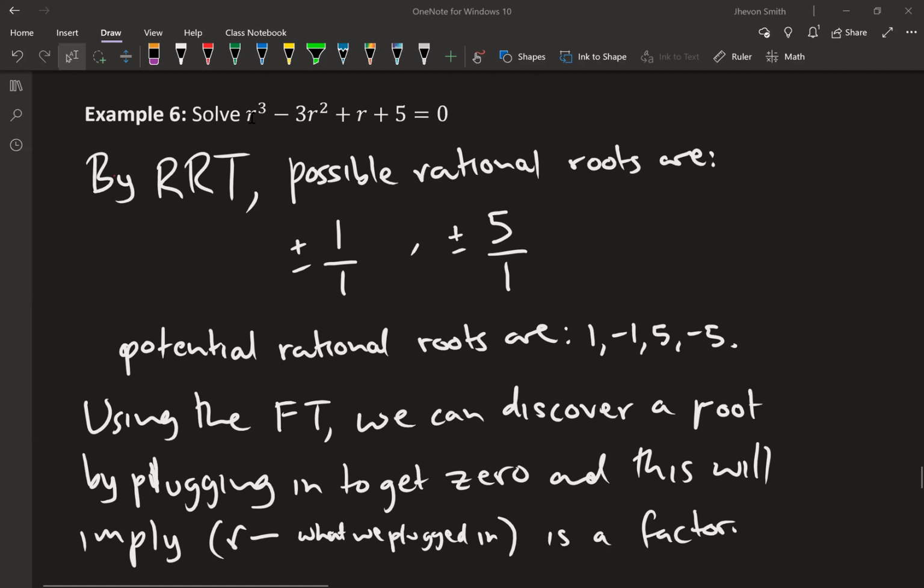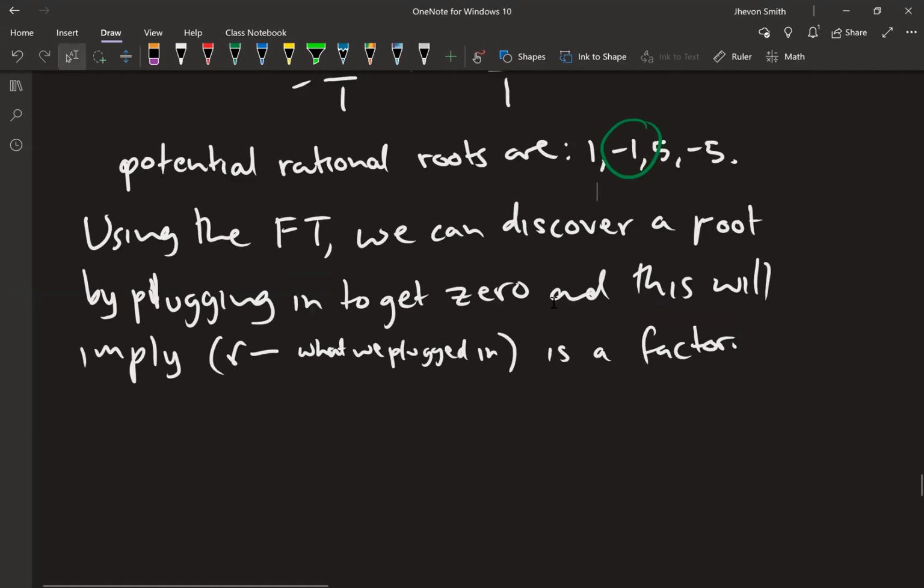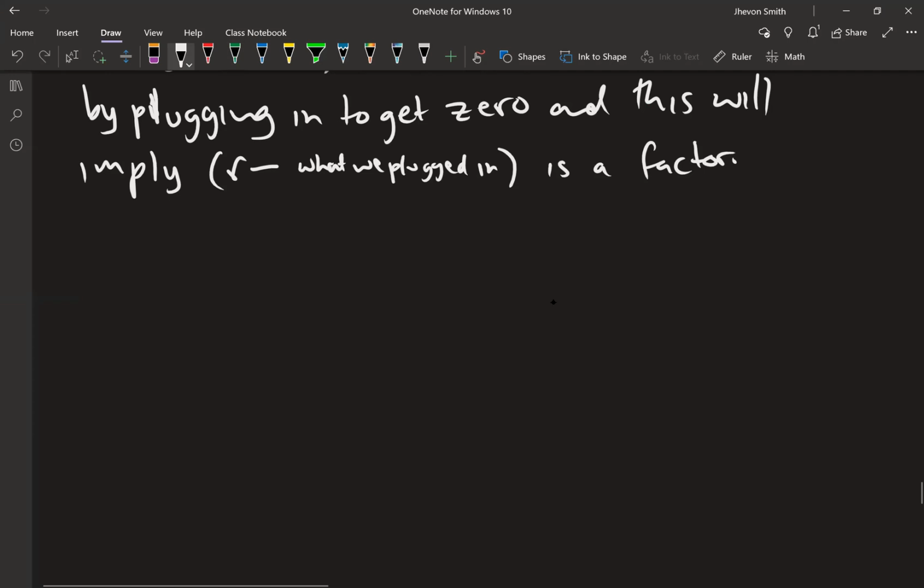So if you plug in 1, you'd realize that you'd get 1 plus 1 plus 5, that's 7 minus 3. That would not work. What if I plugged in -1? This would be -1 minus 3 minus 1. Well, that's -5. Plus 5 equals 0. It turns out that -1 works. So you would say, note, r equals -1 works.